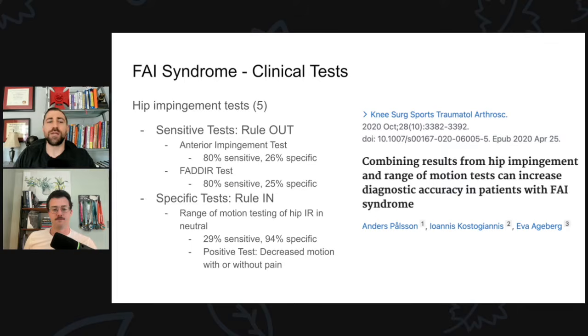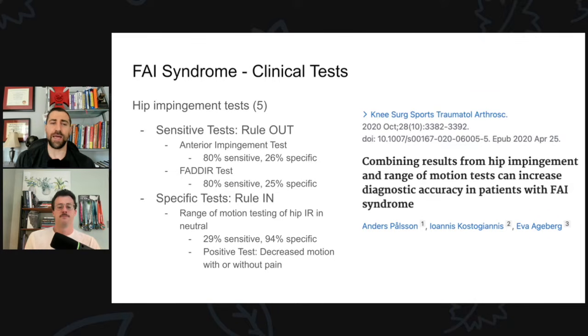All right, let's go over some clinical tests to help you rule in or rule out FAI. So I'm going through a study from 2020 called Combining Results of Hip Impingement and Range of Motion Tests Can Increase Diagnostic Accuracy in Patients with FAI Syndrome. And spoiler, I've gone over some more recent studies as well. But the most sensitive tests in that study, and these are helpful tests to rule out FAI, were the anterior impingement test with an 80% sensitivity, 26% specificity, and the failure test with an 80% sensitivity and a 25% specificity.